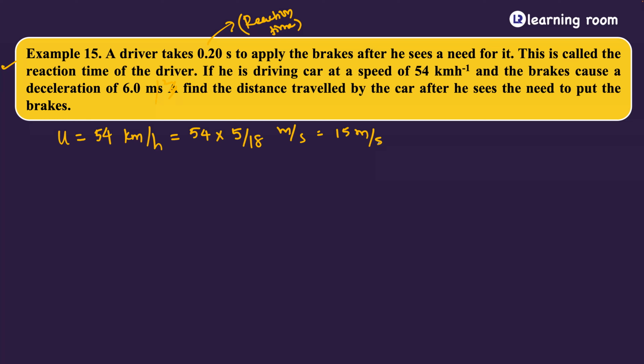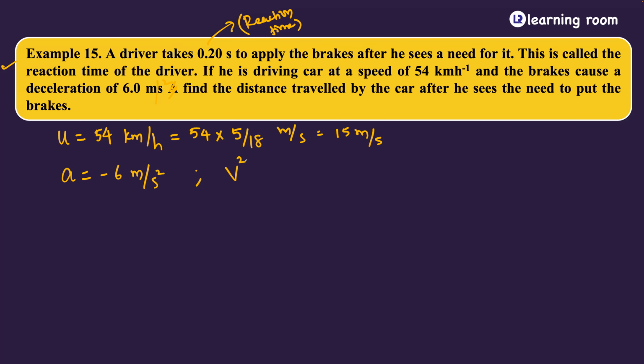And the brakes cause a deceleration. So what are the brakes causing? So A is equal to -6 meter per second square. Find the distance traveled by the car after he sees the need to put the brakes. So in this problem, one thing we are able to understand is, after he sees means after that 0.2 seconds. So after that 0.2 seconds he has applied the brake, then how much will be the distance it has traveled?